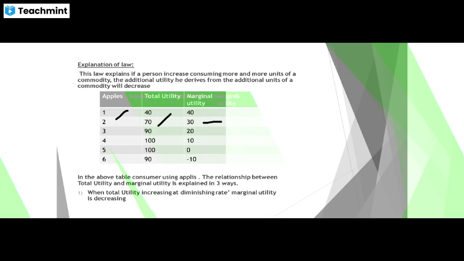That means how much extra utility are you getting? 30. Like here, with three apples you are getting 90. 90 means previous 70, now 20. So here marginal utility is 20. And when you are using four apples, you are getting a total of 100 utils of satisfaction.